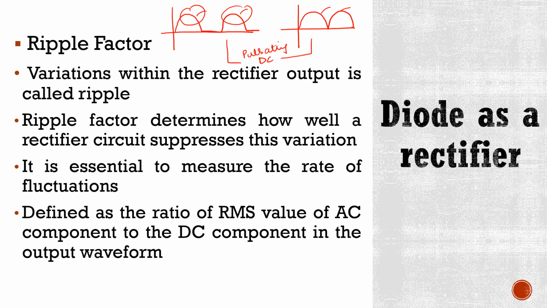So, this formula is RF is equal to VR RMS divided by VDC, where this is the RMS value of the AC or ripple component and this is the value of the DC component in the output waveform.